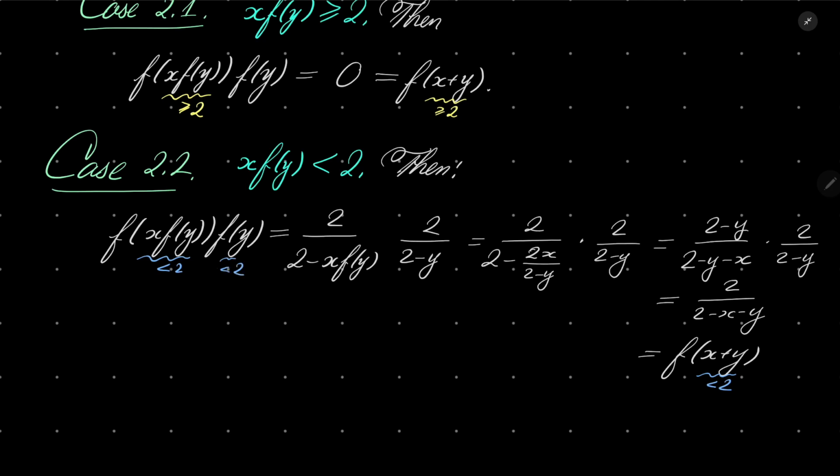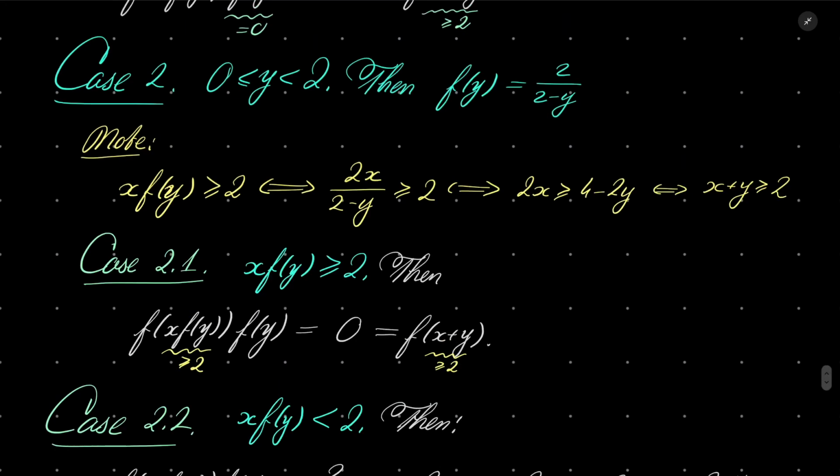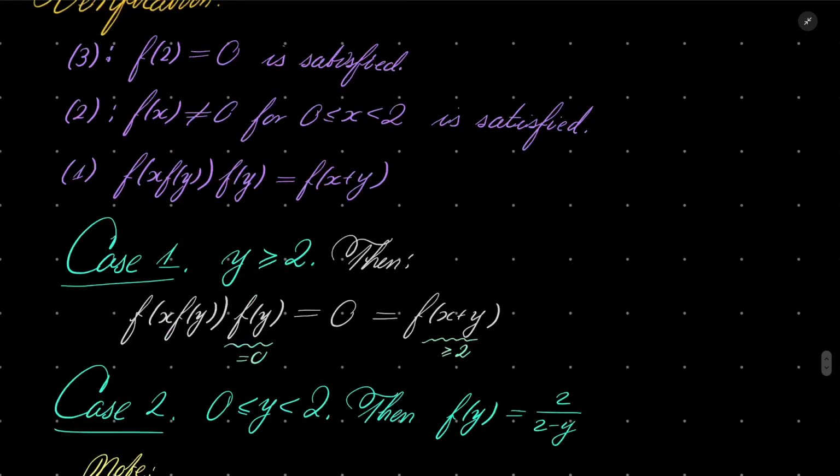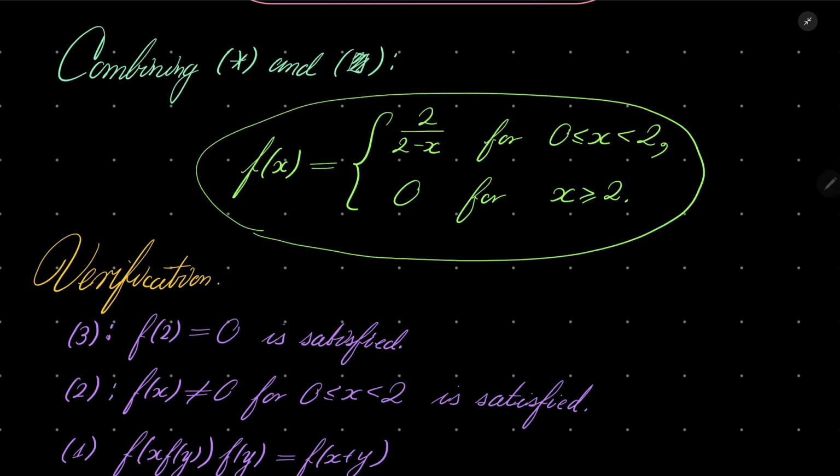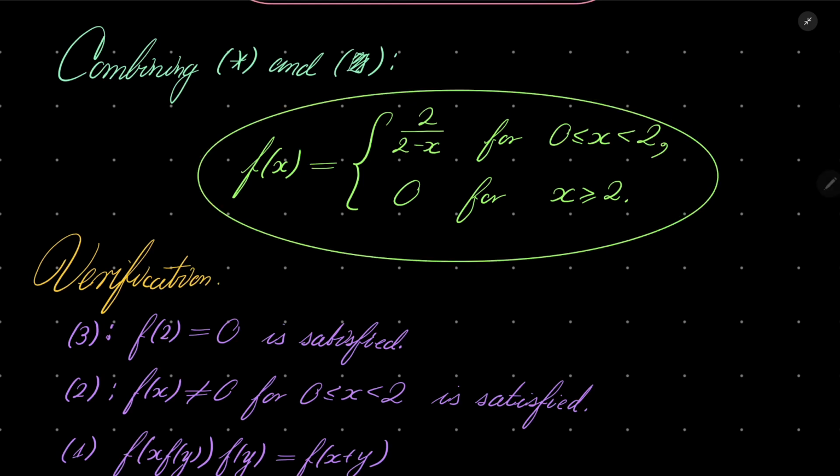So in every case, our condition number 1 is satisfied, conditions 2 and 3 are satisfied as well. So in fact, we know that our function is indeed the only solution. So the only solution is this function f written in green ellipses.